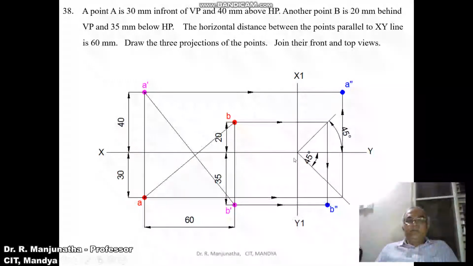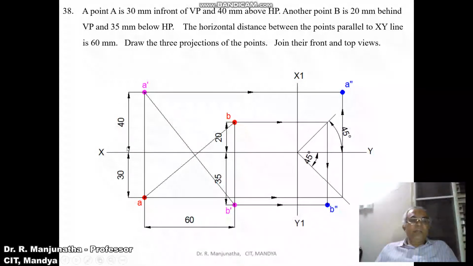So to do that, by using the protractor, you measure an angle of 45 degrees with respect to the XY line above the XY line, and then draw an inclined thin line. Then draw a horizontal projector from the top view of the point B to the 45-degree line, where it transfers the 20 mm behind VP into the horizontal distance here. Then from here, you draw a vertical projector and a horizontal projector, where these two intersect, and you call this point B double dash.